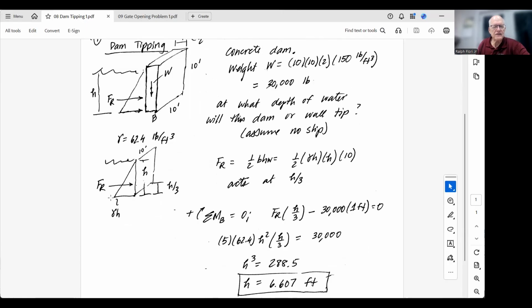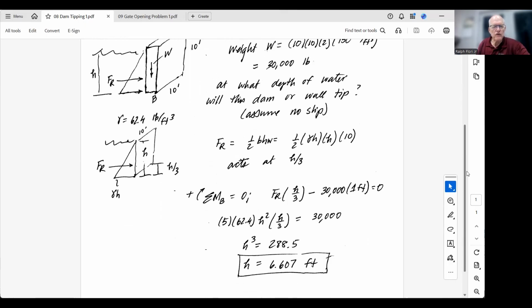The pressure at the bottom is gamma H. The location of FR is 1/3 H. So FR is 1/2 base times height times the width. So 1/2, the base is gamma H, the height is H, the width is 10, and it acts at H over 3. So if you sum a moment about point B, you have FR times H over 3 tipping one way. And then you have the 30,000 pound weight of the dam times its moment arm, which is 1 foot, the other way, preventing the tipping from occurring.